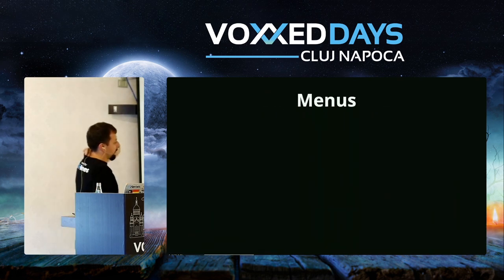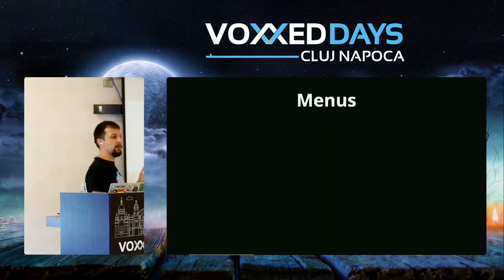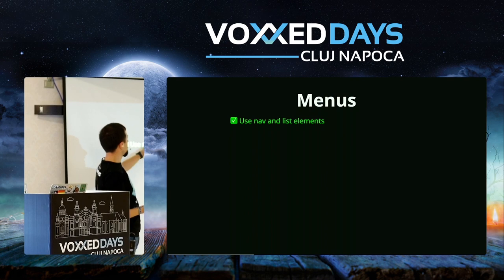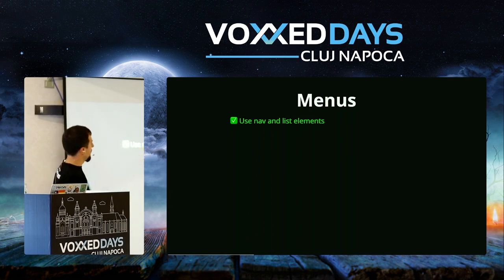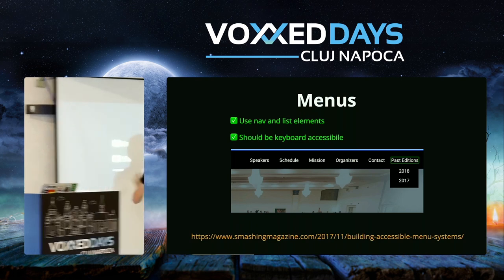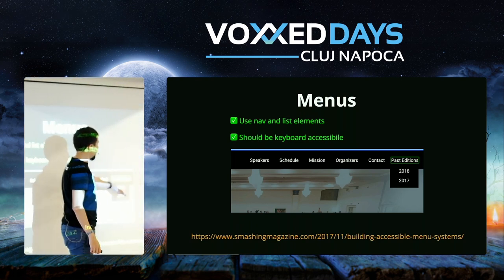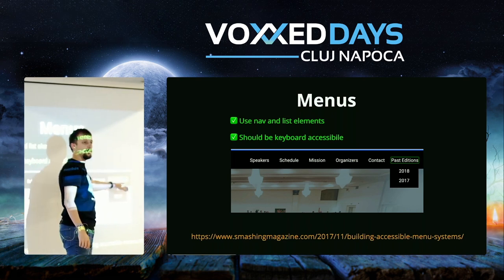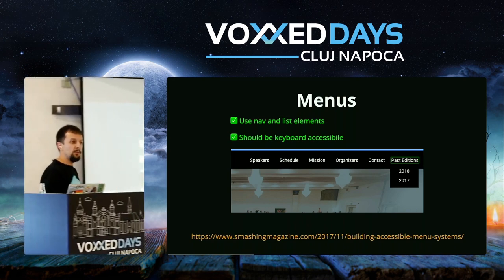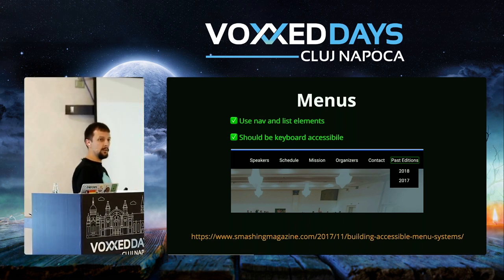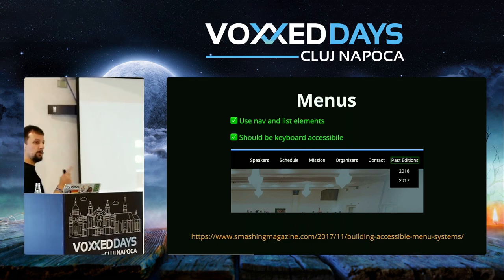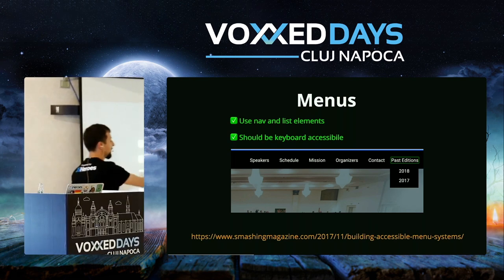A couple of examples of common scenarios or common controls that we use, right? A menu, like I said, should be a nav element. It should be an unordered list of list items. If it's a drop-down menu, then it should be another unordered list inside those list items with the next list items. This ensures by default that you have keyboard accessibility, keyboard navigation in a list. By going with the arrows left and right, you actually can navigate through the elements.